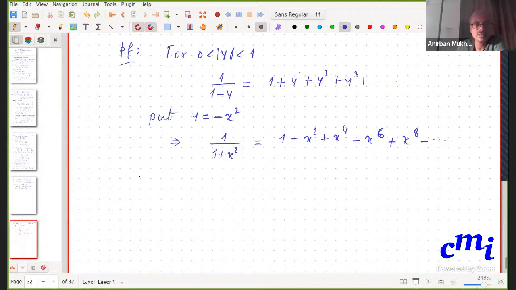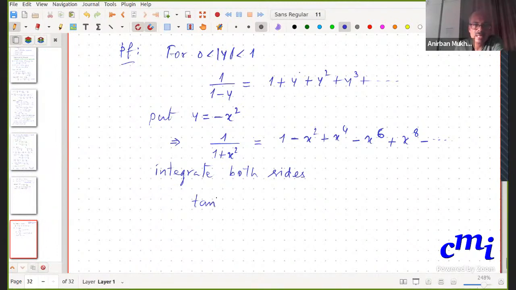Now integrate with respect to x. Of course, we are taking some things for granted, for example, integrating an infinite series term by term. But let's suppose, I mean those can be proved rigorously, that it can be done in this case. So integrate both sides, obviously with respect to x.